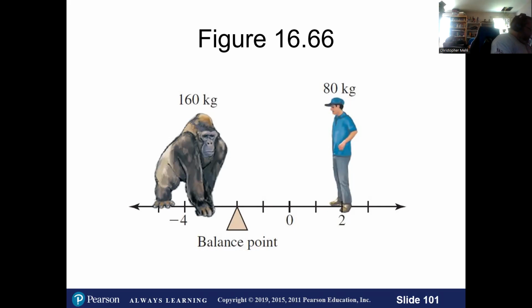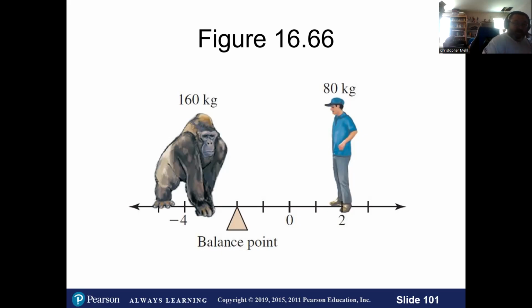Okay. And so we see from our coordinate system that the 80 kilogram man is at 2 units from the 0 point. We found the balance point. Where is the balance point?